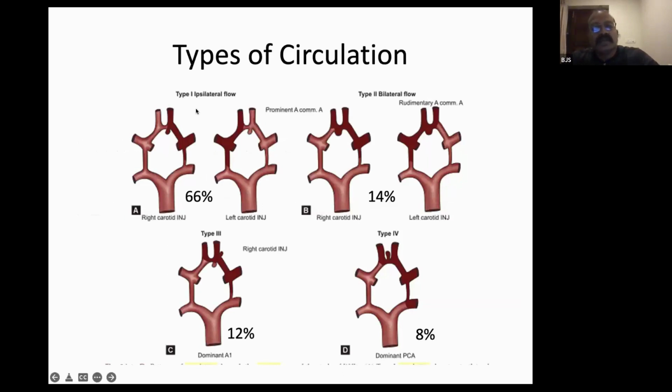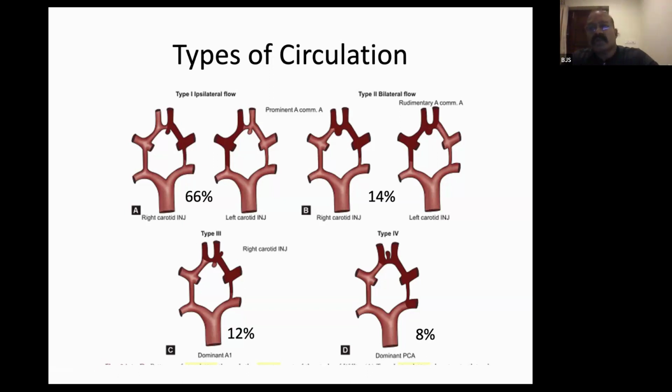So a type 1 or ipsilateral flow means that the ICA will supply the A1 on that side, and the A1 will supply the A2 of that particular side. On the opposite side of the same patient, as seen in figure A here, the opposite side is again taken care of by the ICA on the opposite side. The A1 on the opposite side will fill the A2 of the other side. So in such situations, the ACOM may not have much of a role to play unless one of the sides' flow is compromised. So the ACOM artery in such situations is not of significant caliber. It may be of a medium caliber, maybe around 1 to 1.5 millimeters.